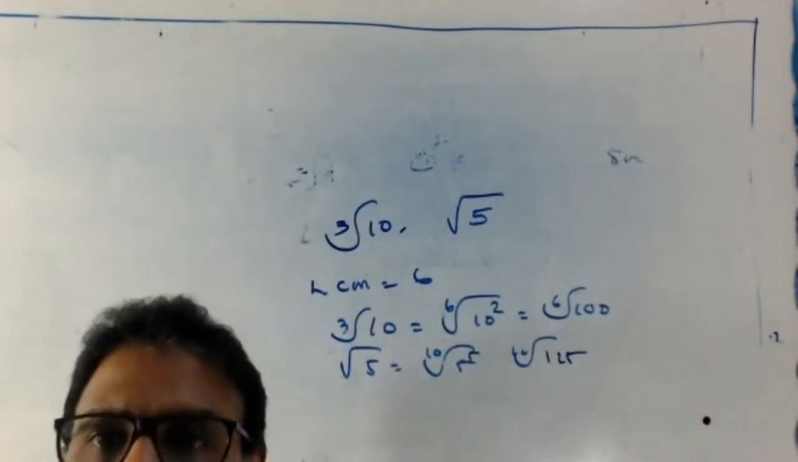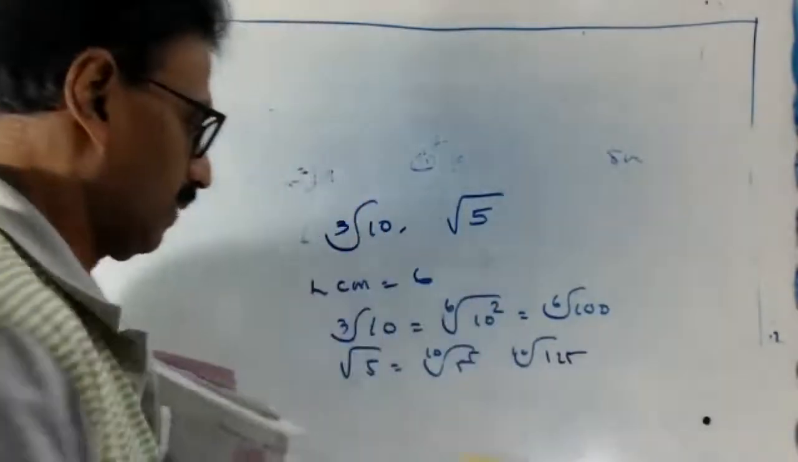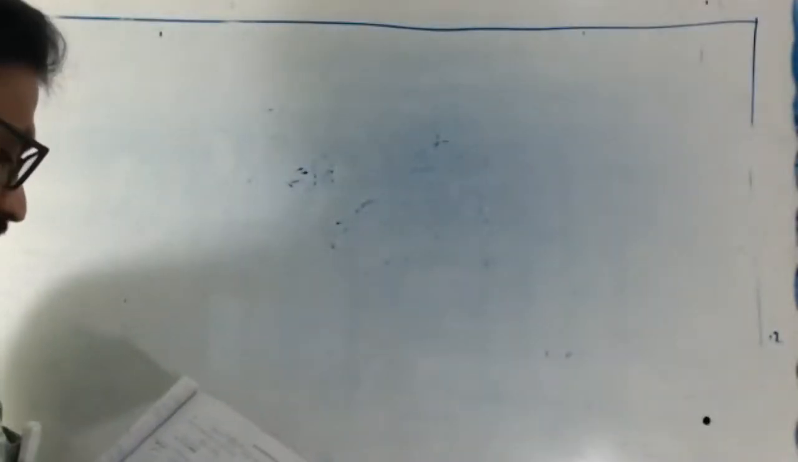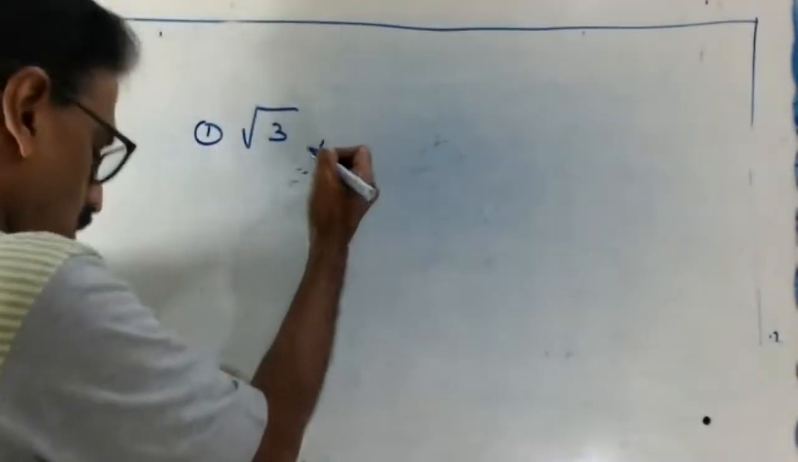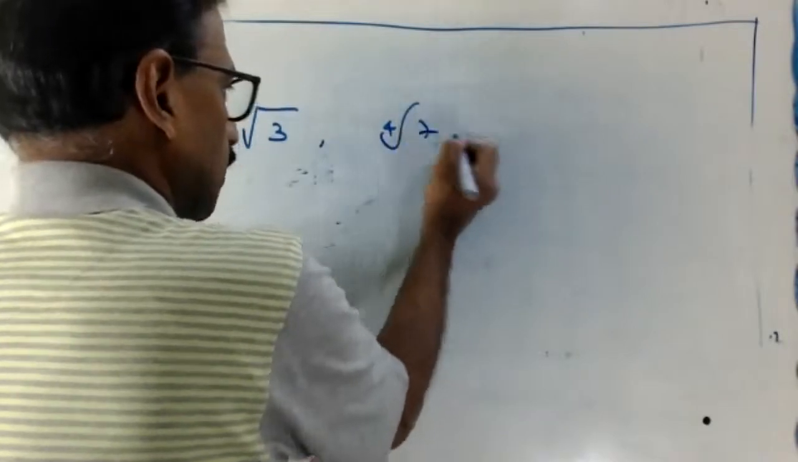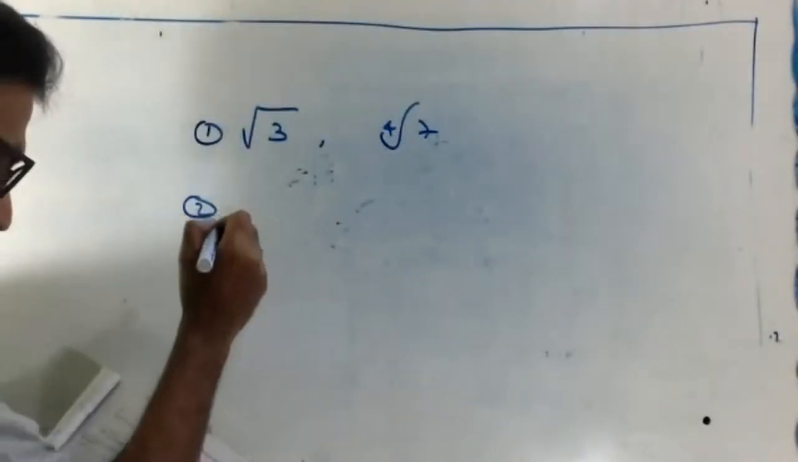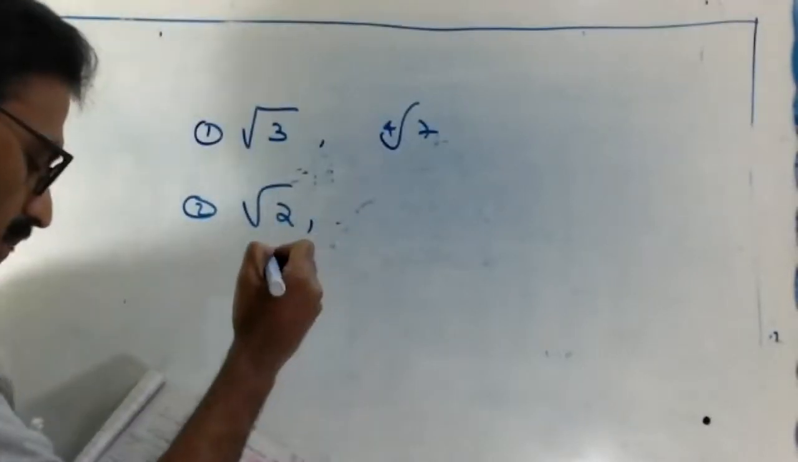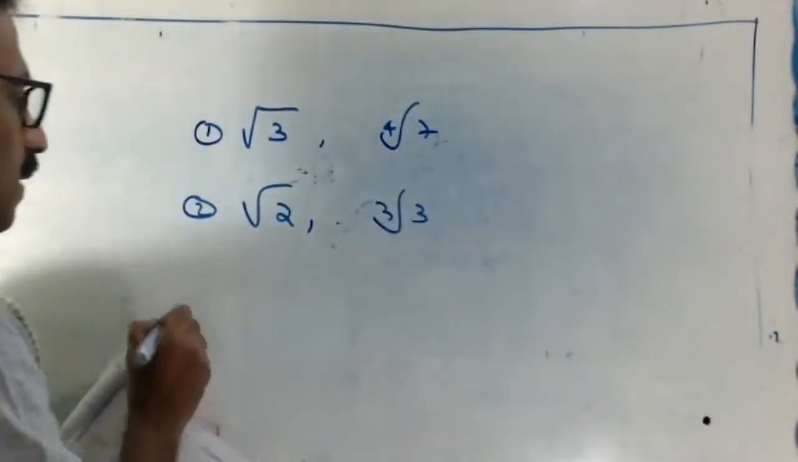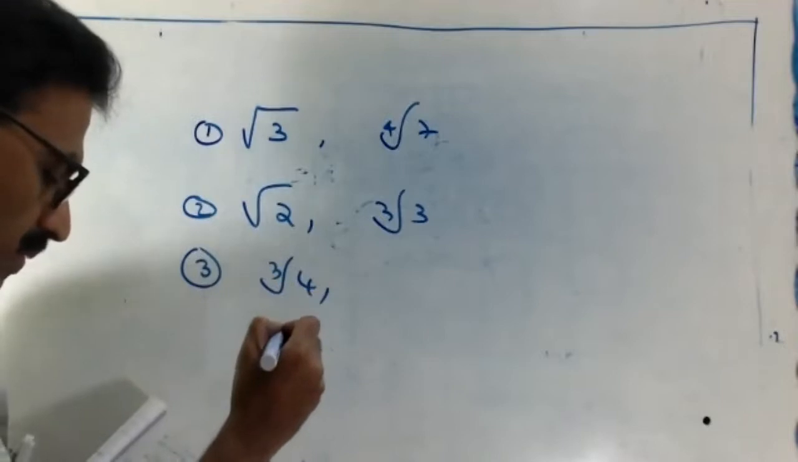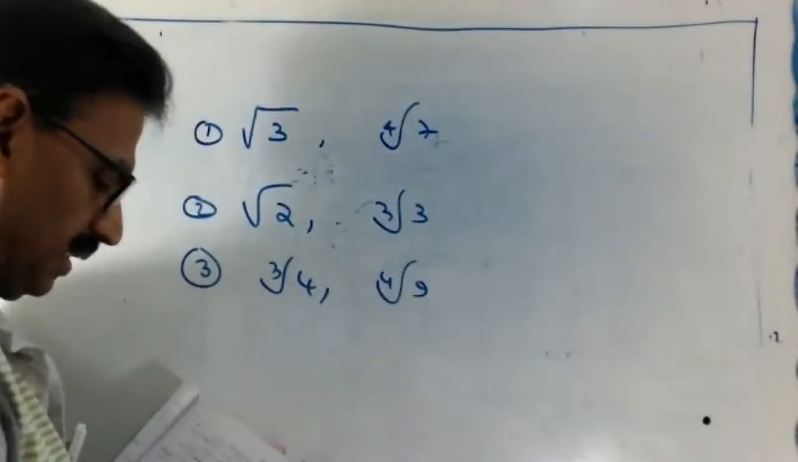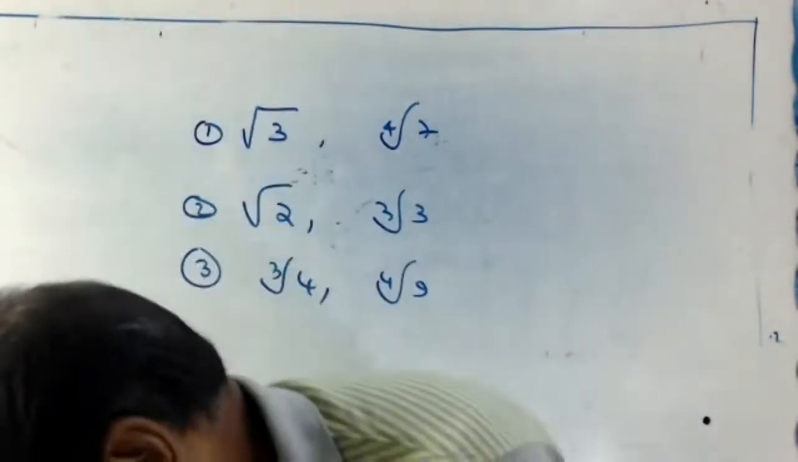Now we can try some questions. Try now. Now take out your notebook. Question number 1. Root of 3, comma, 4th root of 7. 2. Root of 2, comma, cube root of 3. Question number 3. Cube root of 4, comma, fourth root of 9. Try these questions. If you are not getting them, ask me, I'll show you.